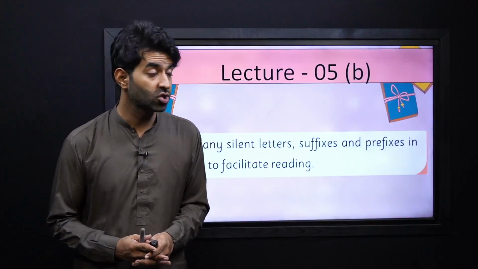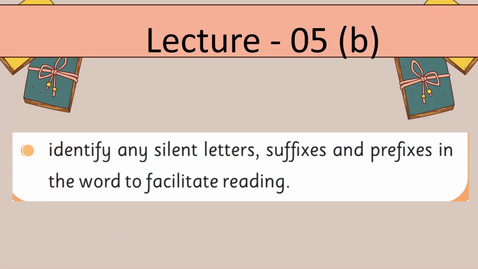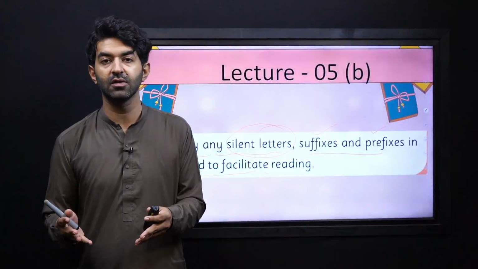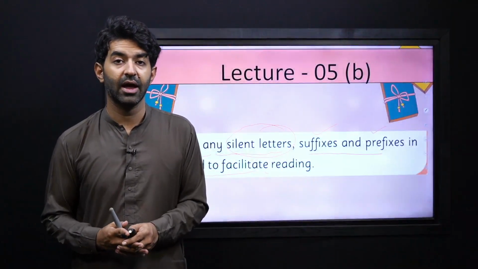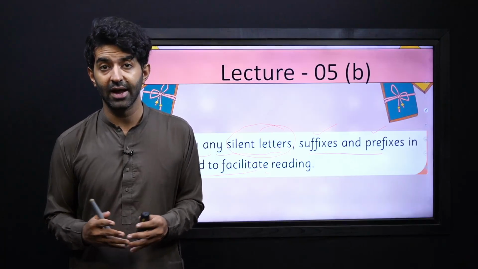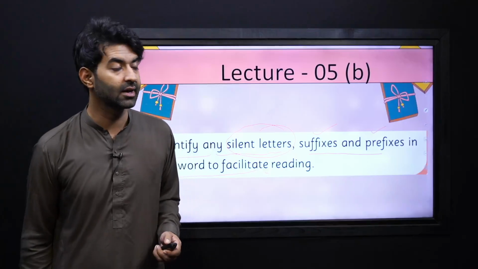Now, for lecture number 5B, we will cover the SLO: identify any silent letters, suffixes, and prefixes in the word to facilitate reading. Now again, we will be talking about the silent letters when they are coming in the suffixes and prefixes. So silent letters and affixes, we will combine that and we can see how we can actually read the silent letters efficiently and correctly.